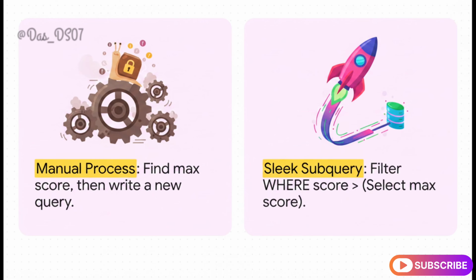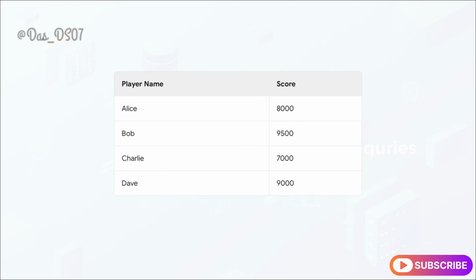On the left side here, we've got the old, clunky, manual two-step process. First, you'd run a query to find the max score. Let's just say it's 9,000. Then, you'd have to write a brand new query searching for players with a score greater than 9,000. Kind of tedious, right? But check out the sleek approach on the right. Instead of that manual back and forth, a subquery does it all in one single step. You literally just ask for players where the score is greater than the result of your inner query. Boom, done.